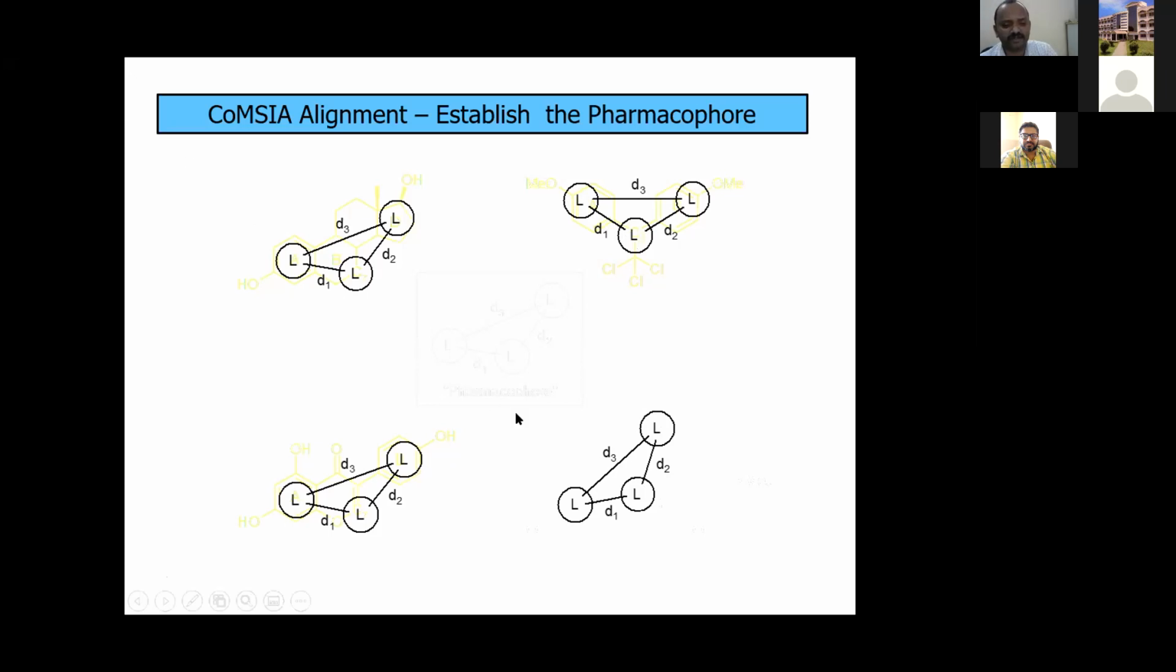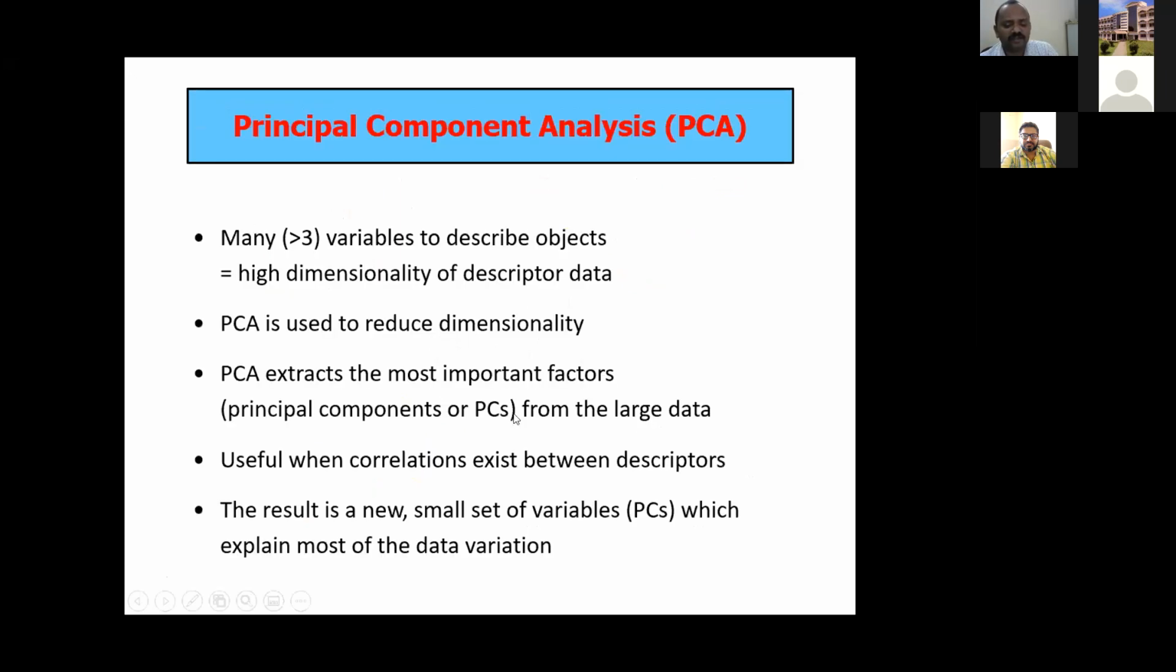After that, we apply the fields, like the steric field and the electrostatic field in the case of COMFA. Steric is a physical field and electrostatic is an electronic parameter. We are going to apply it, and it is a three-dimensional parameter. Within these fields there will be different components. If there are more than three variables, then there will be high dimensionality of the data.